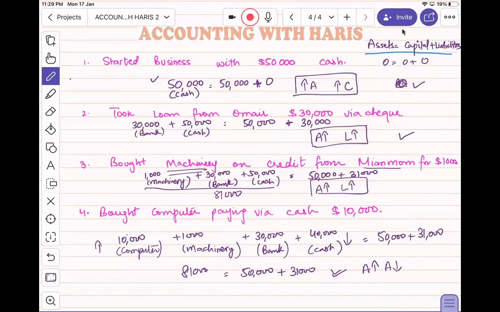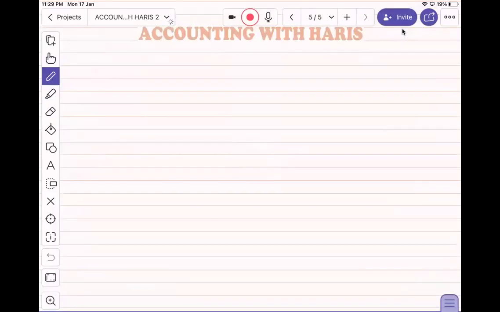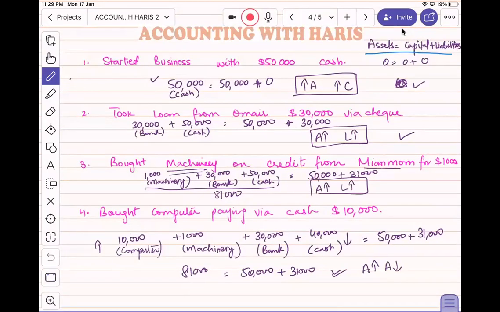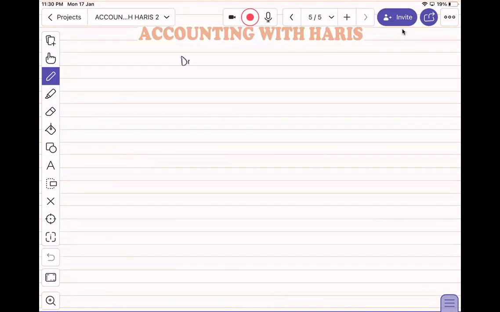Now this actually lays the basis of the double entry system of accounting. As I said, there are two sides of the picture to every transaction. So there are two effects, like you have seen in all of these transactions: assets are increasing, so capital is increasing; assets are increasing, so liabilities are increasing; assets are increasing, so the other asset is decreasing. So you record this dual effect in every transaction by the double entry system.